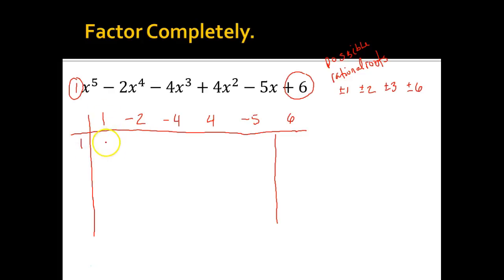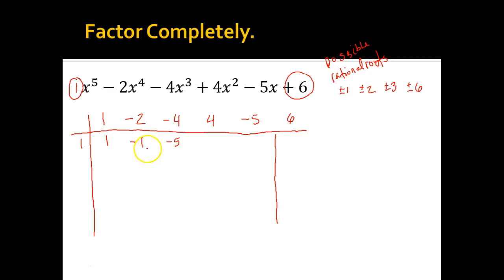And remember, we bring down the first number on top, 1, then we multiply by what we're doing the synthetic division with, 1 times the 1, and then we add that to the next number. -2 plus 1 is -1. Do it all over again. We do the 1 times the -1, and that's -1. Add it to the -4, that's -5.